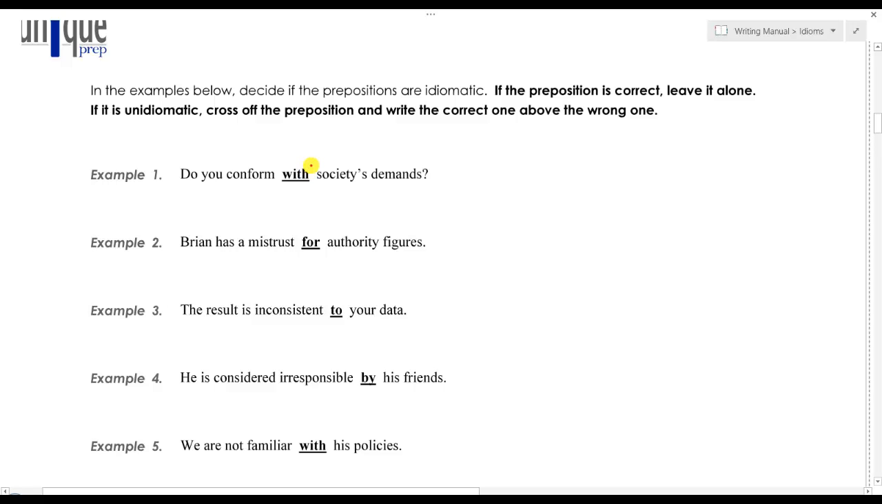Is with correct? No, it is not. The question should be, do you conform to society's demands? You conform to something. Brian has a mistrust for authority figures. For is not the idiomatic preposition here. This should be mistrust of. You have a mistrust of something.